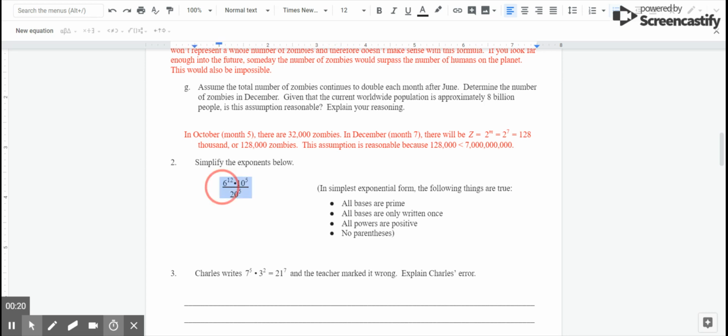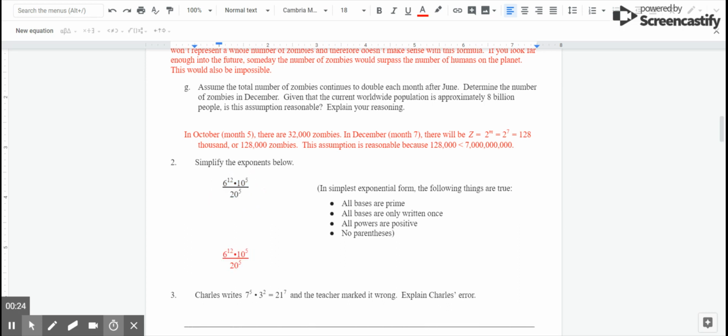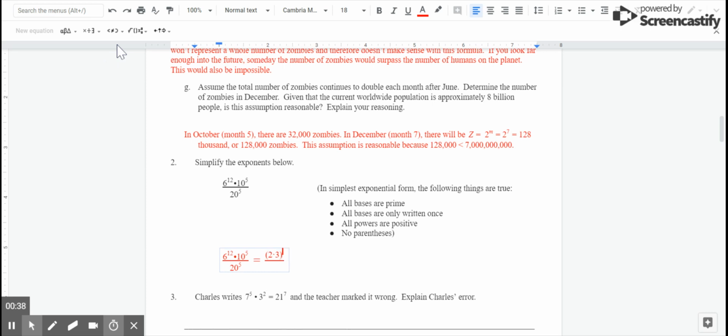So let's go ahead and break this down. Let's think about the factors of each of these factors, right? So in my numerator, I've got 6 to the 12th, and I know that 6 is 2 times 3. So really, I'm thinking of 2 times 3 to the 12th power. And then 10, hey, that's 2 times 5. So instead of 10 to the 5th power, I'll think of 2 times 5 to the 5th power.